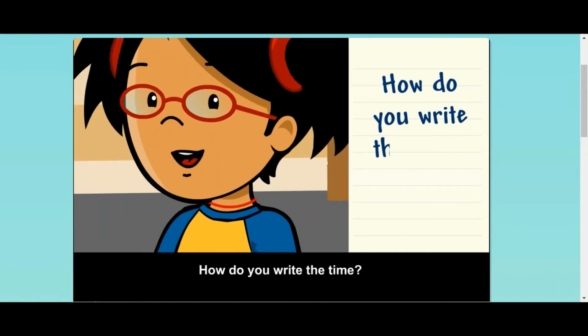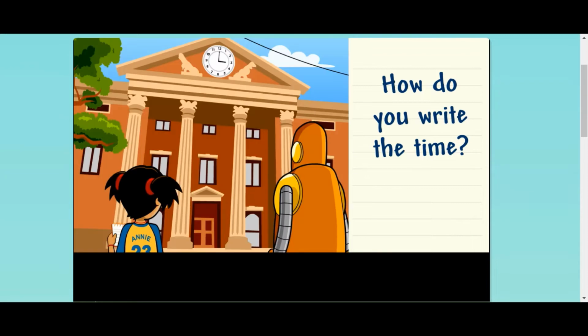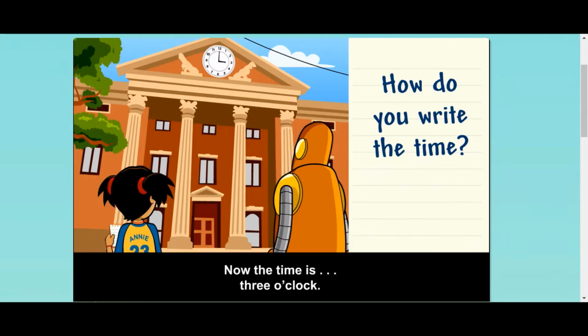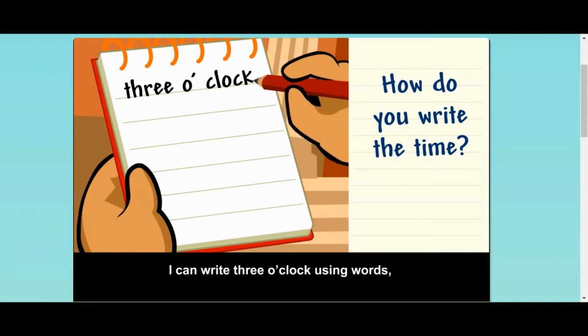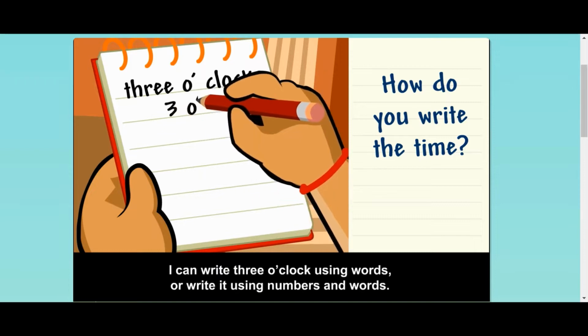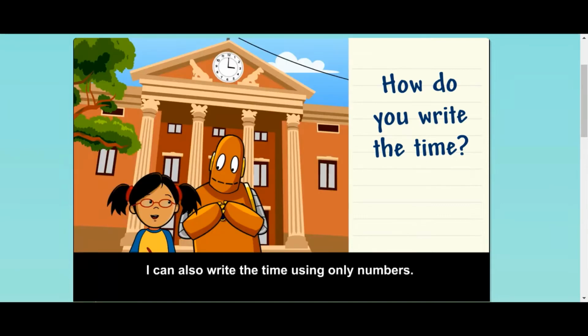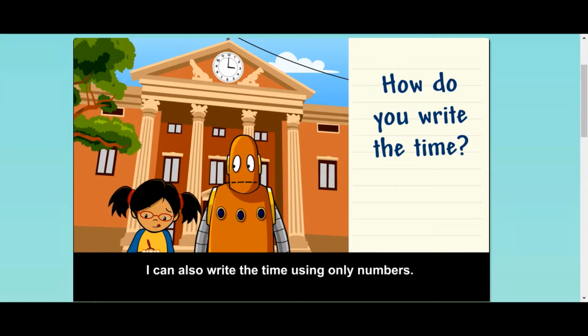How do you write the time? Now the time is 3 o'clock. I can write 3 o'clock using words, or write it using numbers and words. I can also write the time using only numbers.